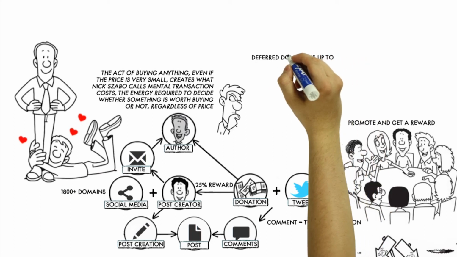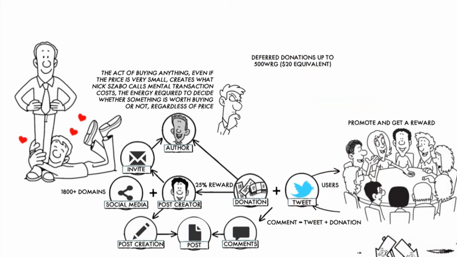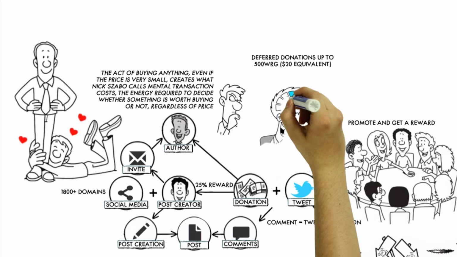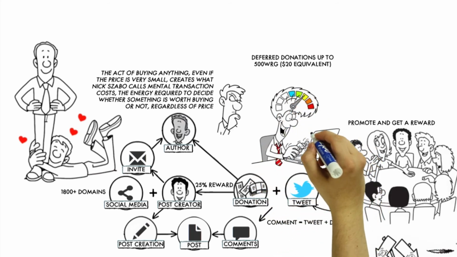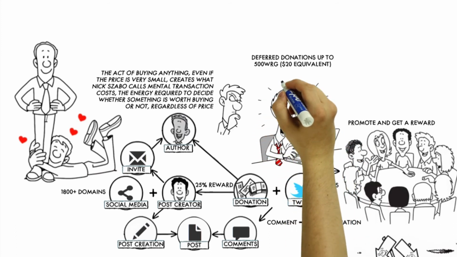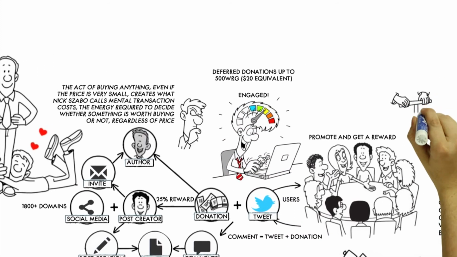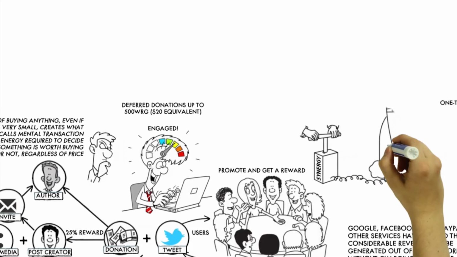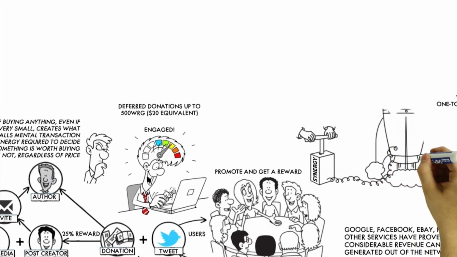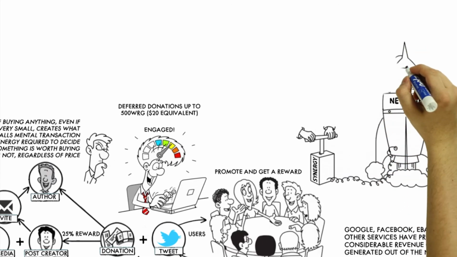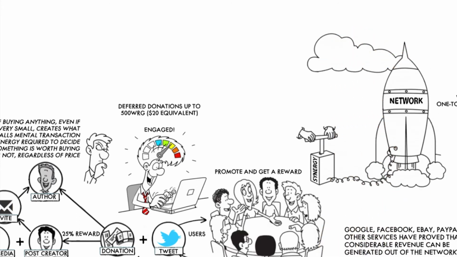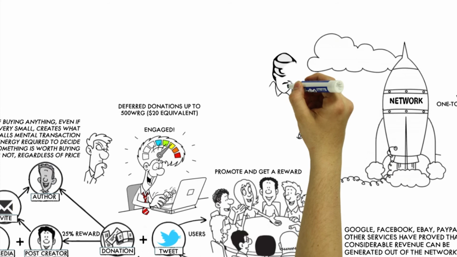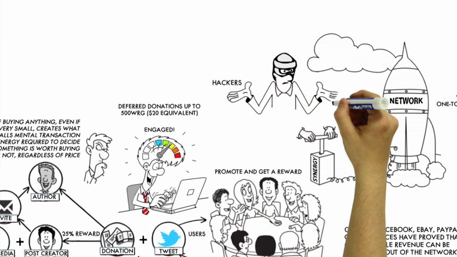The option of deferred donations, up to 500 WRG, $20 equivalent, lowers the entry barriers down to 0 and ensures engagement right from the beginning. The synergy effect. Creation of websites, donations, and payments for products and services increase mutual value and helps to form up a network. Number 3. Hacking risk. We do not store user data.